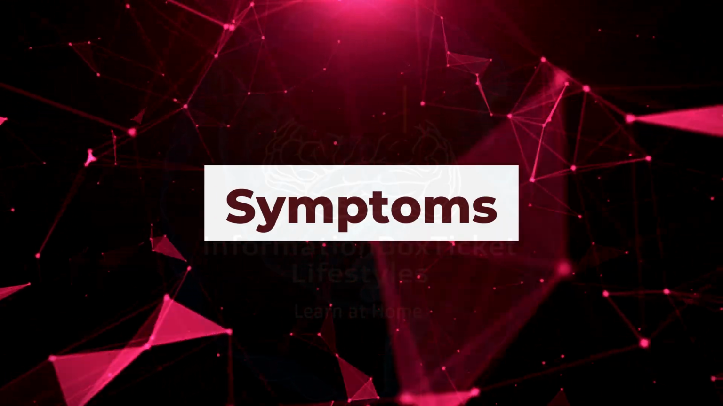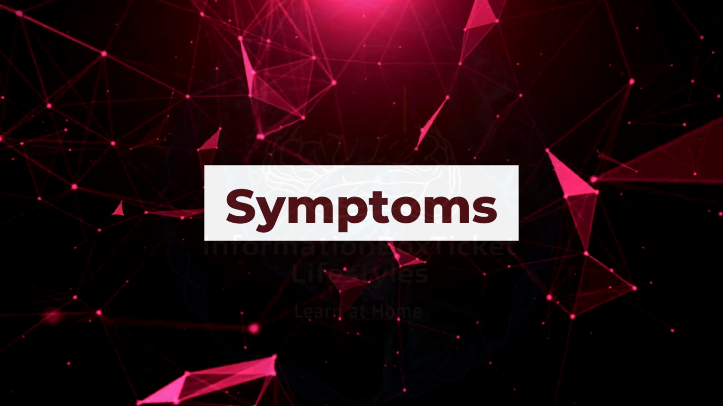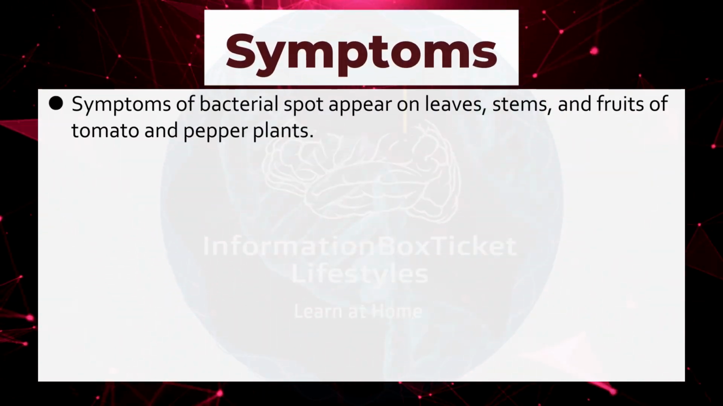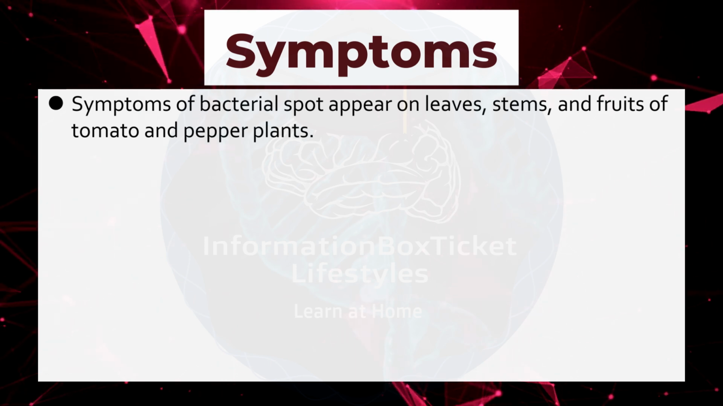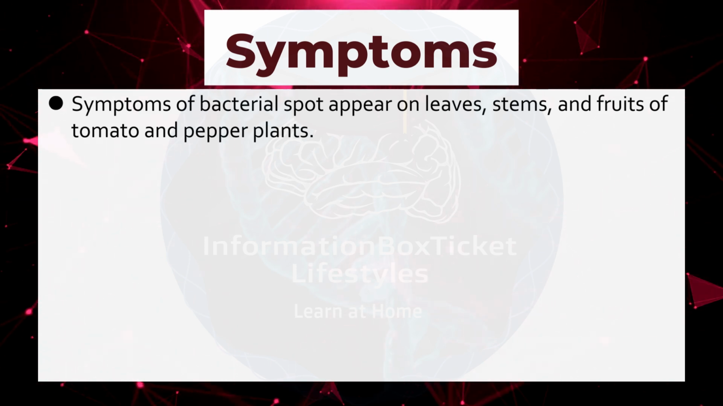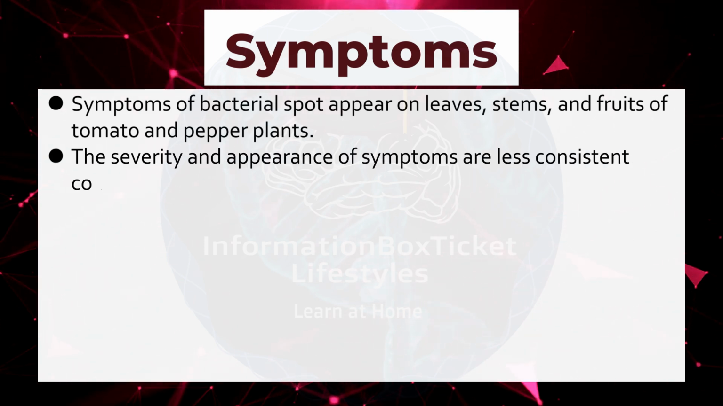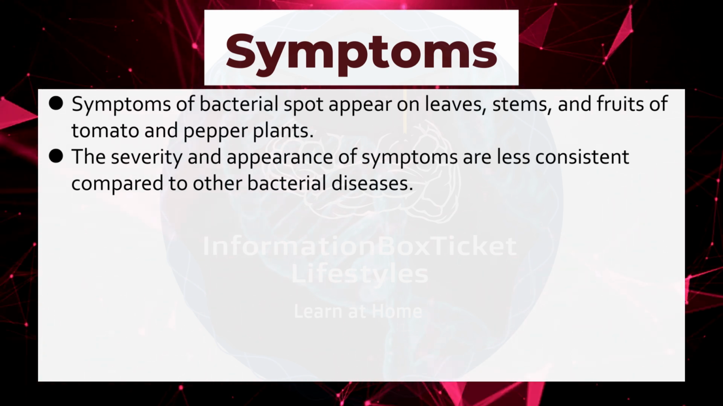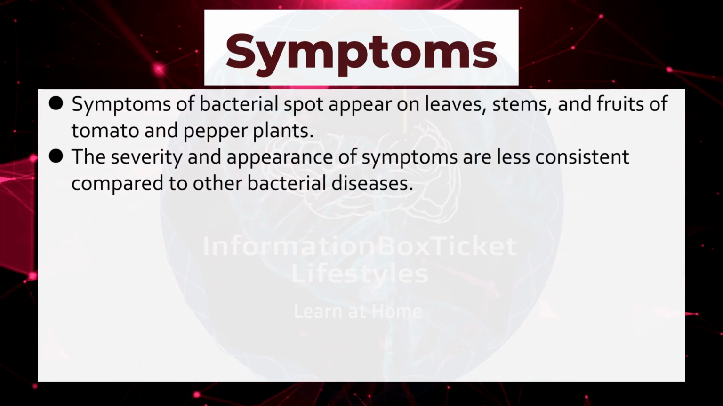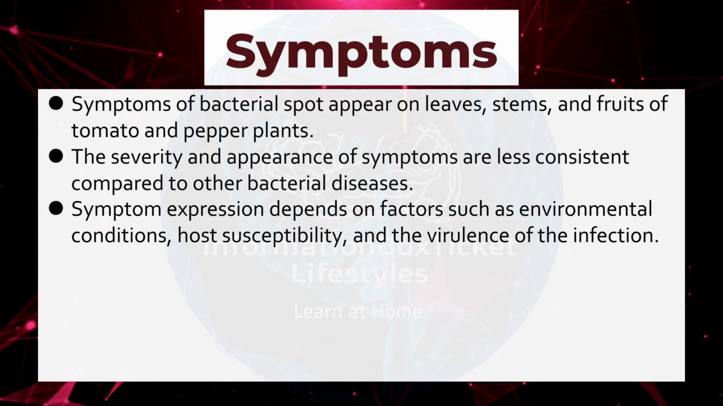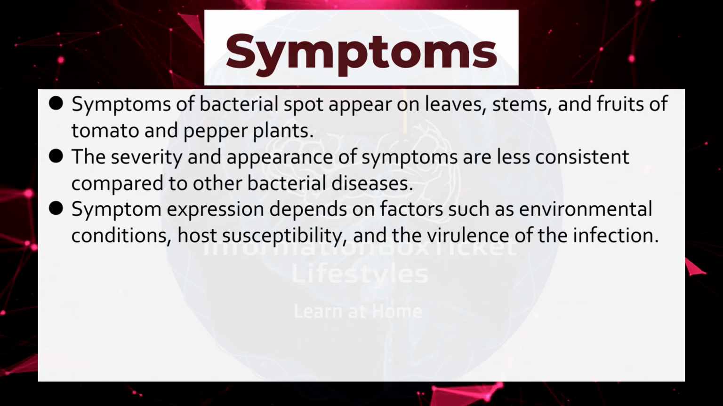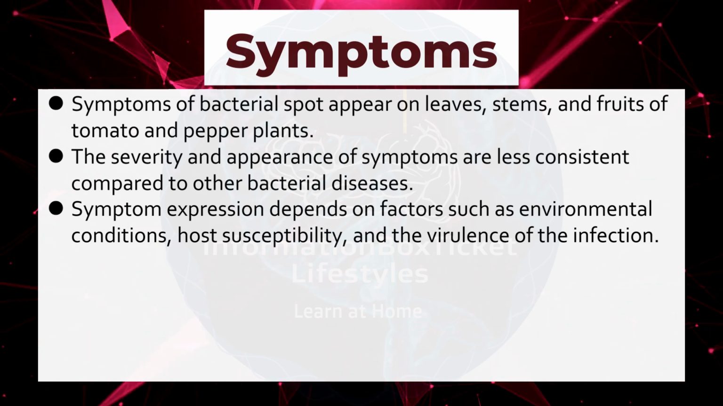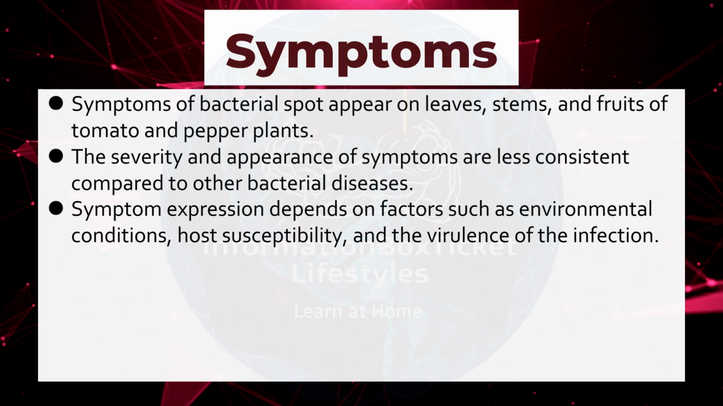Symptoms of bacterial spot of tomato and peppers. Symptoms of bacterial spot appear on leaves, stems, and fruits of tomato and pepper plants. The severity and appearance of symptoms are less consistent compared to other bacterial diseases. Symptom expression depends on factors such as environmental conditions, host susceptibility, and the virulence of the infection.